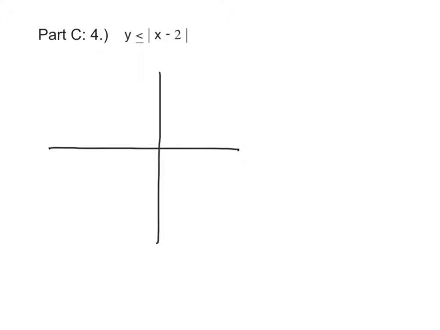Graphing absolute value inequalities aren't much different than the linear inequalities. In problem 4, we want to graph y is less than or equal to the absolute value of x minus 2. So in the first part, I ask you for the vertex and for slopes. The vertex here, since it's x minus 2 inside the absolute values, has an x-coordinate of positive 2. Since we're adding nothing on the outside, the y-coordinate is 0.